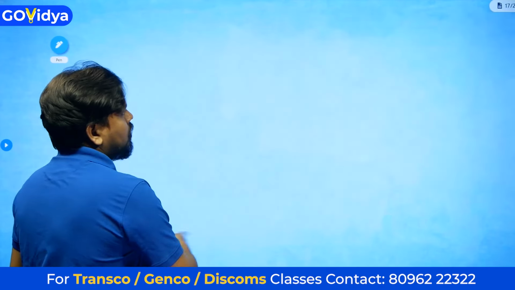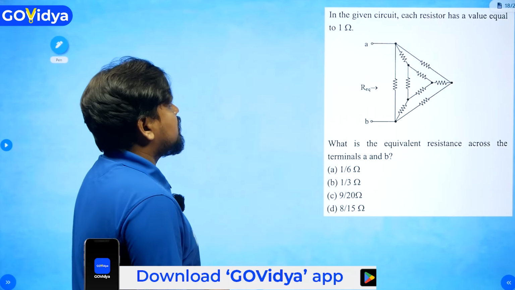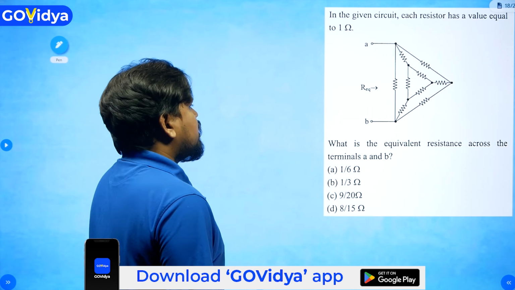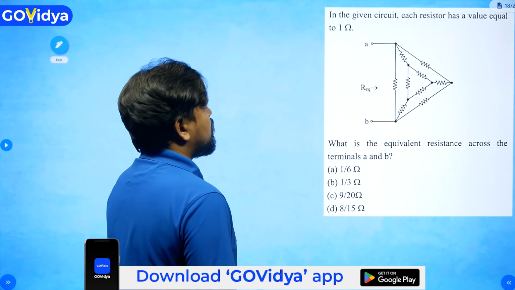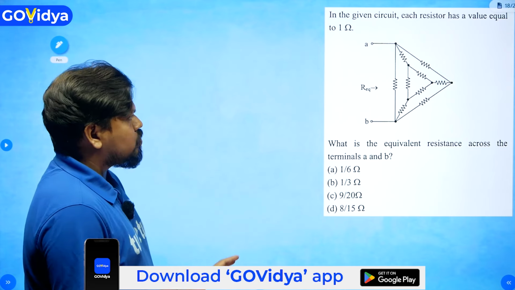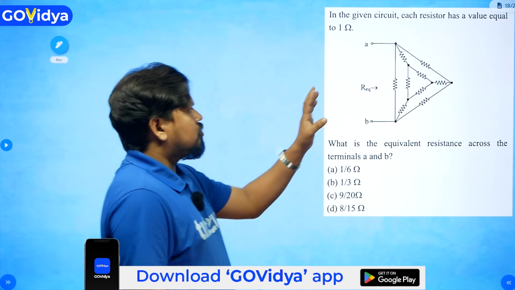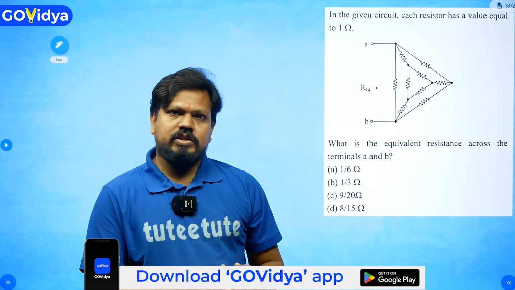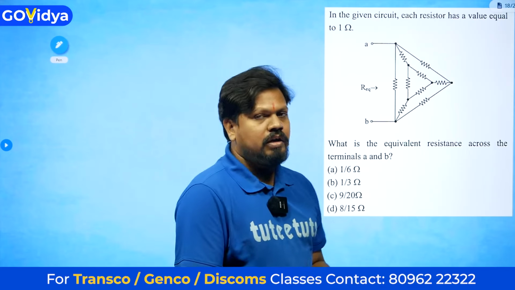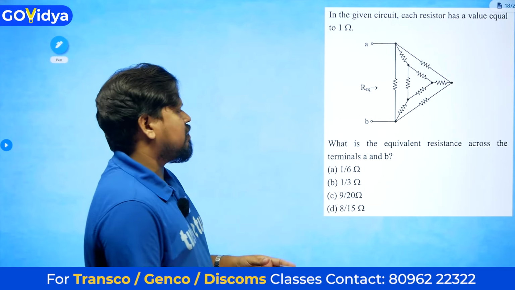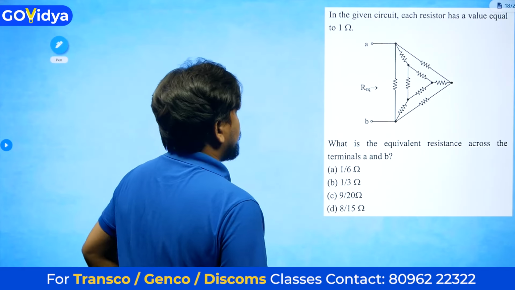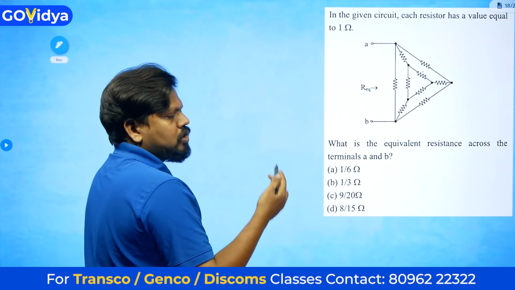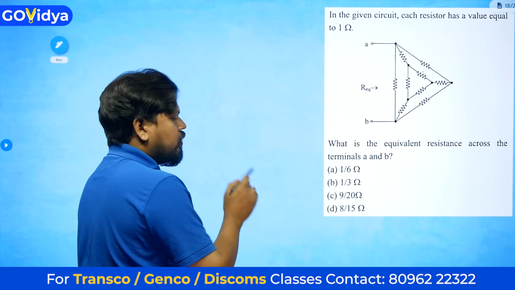The next question: in the given circuit each resistor has a value equal to 1 ohm. What is the equivalent resistance across terminals A and B? Whenever you see this model of question, you understand already: there is a delta connection inside, after that a star connection will come, after that again a delta connection, and a parallel connection also. You have to solve this kind of question without wasting time. So 1 ohm, 1 ohm, 1 ohm connected in delta, what will you get? A star connection of 1 into 1.